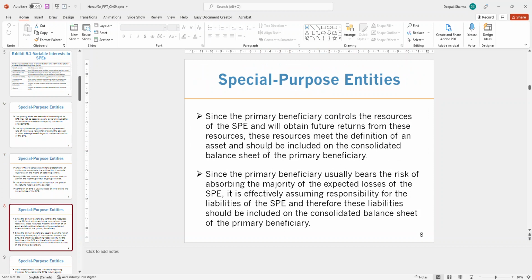So if you have control and will obtain the future return, these resources must meet the definition of an asset and should be included in the consolidated balance sheet of the primary beneficiary. So if you are expecting a future return, obviously this is considered to be an asset, which is an investment. Therefore it must be reported in the financial statements.